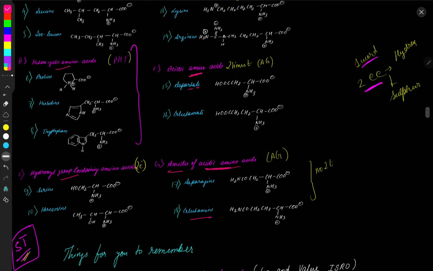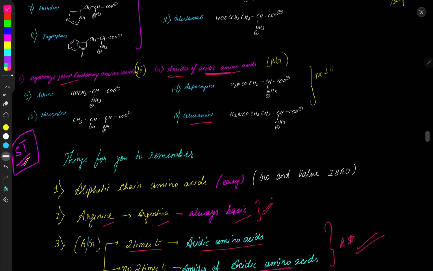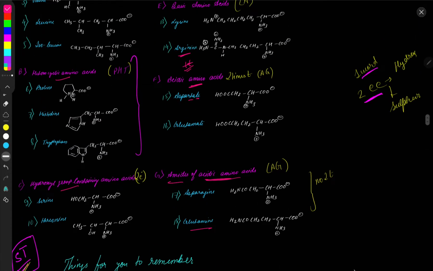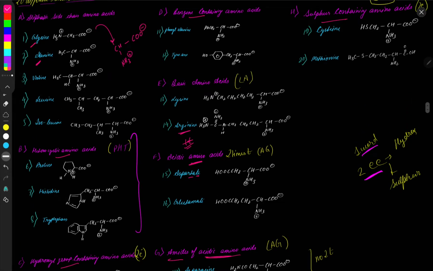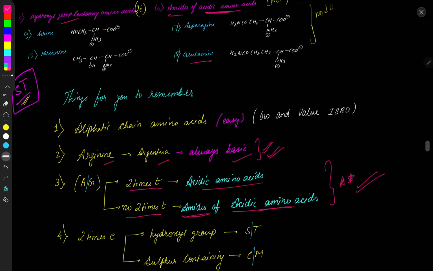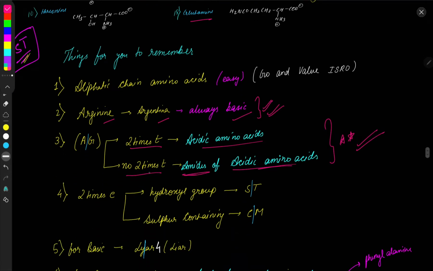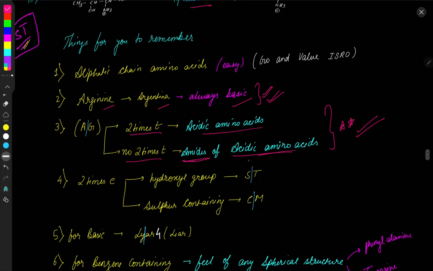Now many people can ask, what about arginine? Arginine doesn't have double T, and it is neither an amide nor an acidic amino acid. But you have remembered earlier that arginine is always basic. Except arginine, there are 2 more words with A and G, that is glycine and alanine, but you have memorized those earlier, right? These are the easiest ones. So in case of A and G, if there are 2 times T in that word, then it would be an acidic amino acid. If there is no 2 times T, then it would be an amide of acidic amino acid.